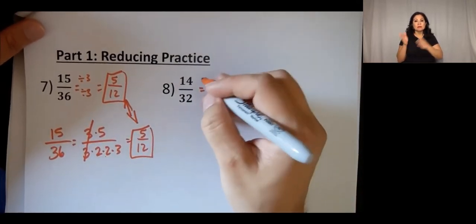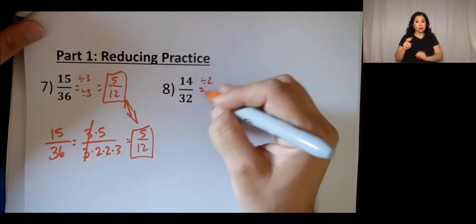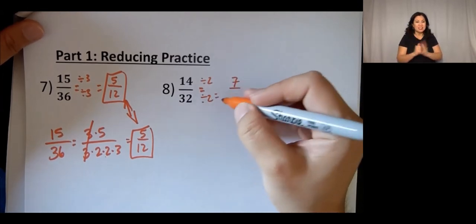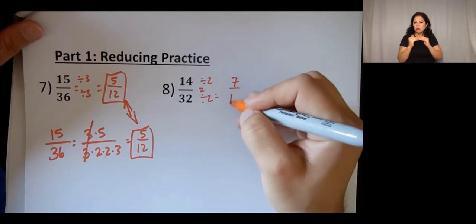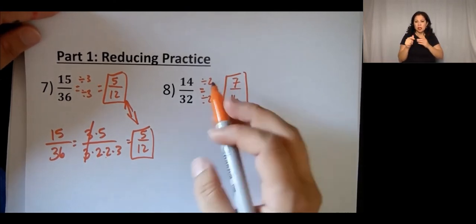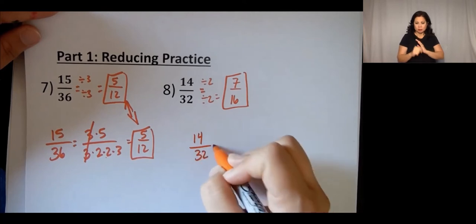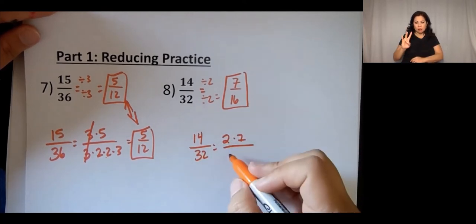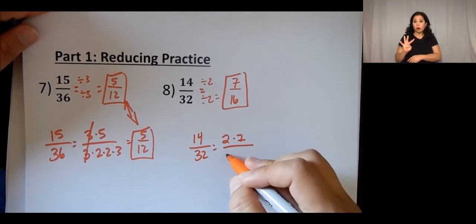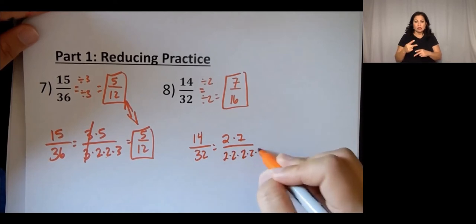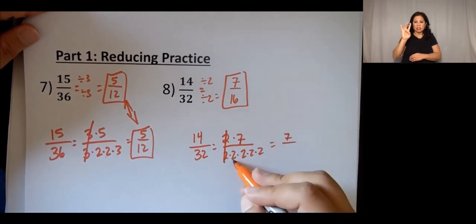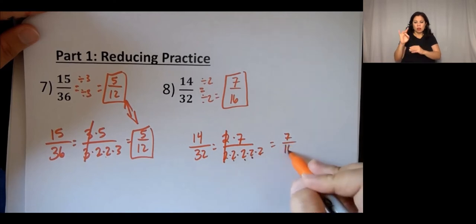Over here, they're both even, so let me just divide by 2 and see what happens. At least they'll look like smaller numbers. I get 7 over 16, and that should be simplified. Alright, well, if I'm not sure if it's simplified, using prime numbers can always help. 2 times 7, 32 is 8 times 4. So 2 times 2, and then 8. Okay, cancel. Alright, so that's a 7 on top. 2 times 2 is 4, times 2 is 8, times 2 is 16. There we go.